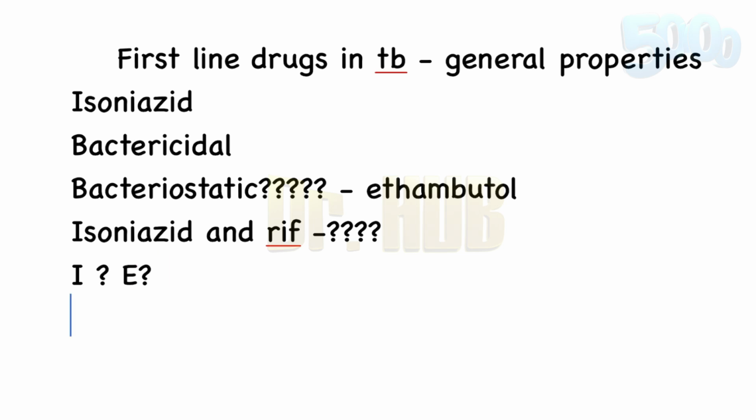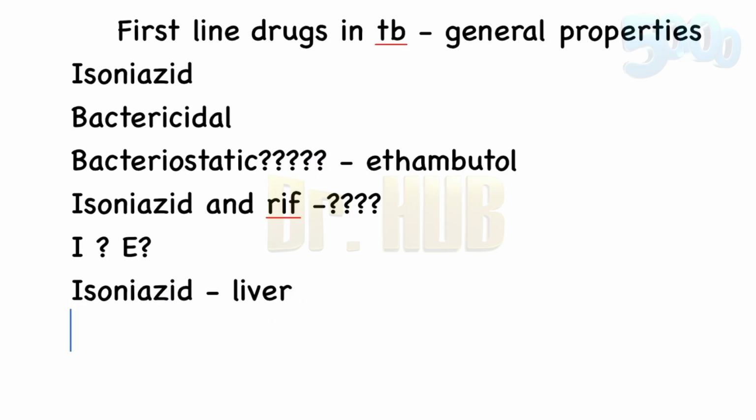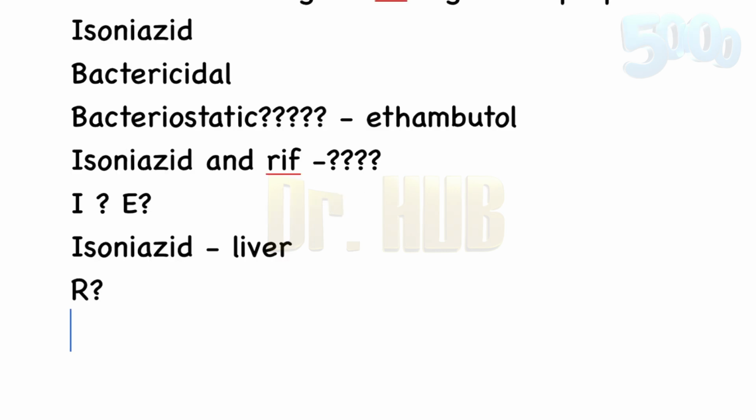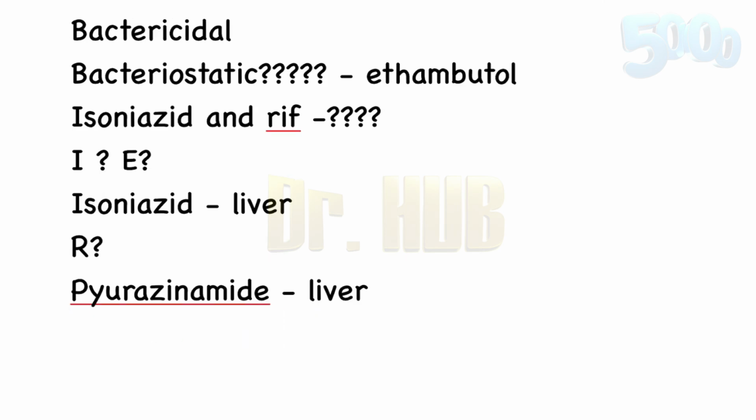Now let's move on to the metabolism. So where is the metabolism taking place? In isoniazid, the metabolism takes place in the liver, and even in rifampicin it is the same. Now when you look at the pyrazinamide, it happens in the liver again, whereas the ethambutol is an exception from the others: it is bacteriostatic compared to the others, it is extracellular only compared to others, and the metabolism is in the kidney, whereas for the others it was in the liver.